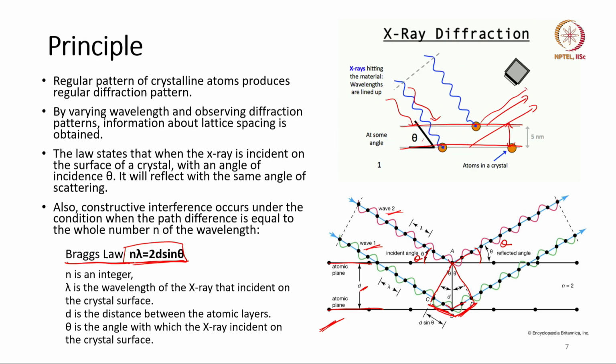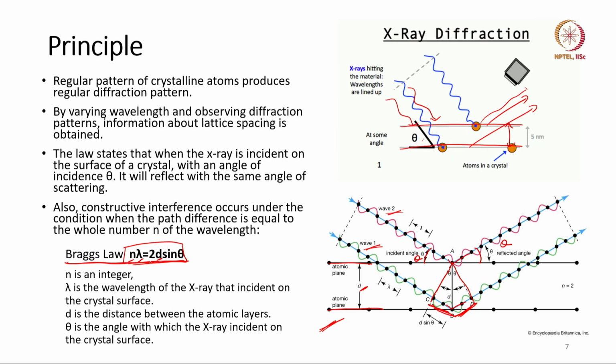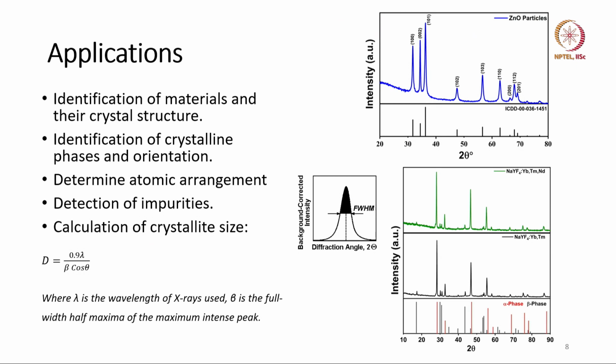So, we have a formula given by Bragg: n lambda = 2d sin theta. Here n is an integer, lambda is the incident wavelength, and d is the interatomic distance. This condition needs to be met for constructive interference to take place. Having covered the basics of X-rays for XRF and XRD applications, let us talk about some applications of X-ray diffraction.